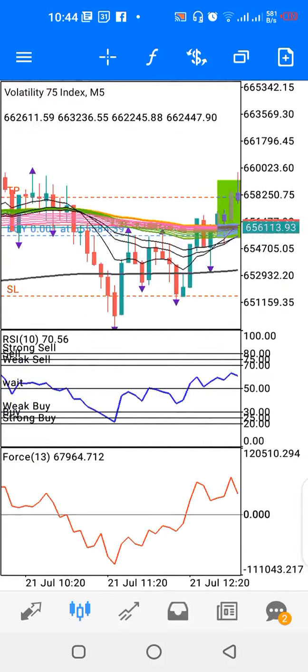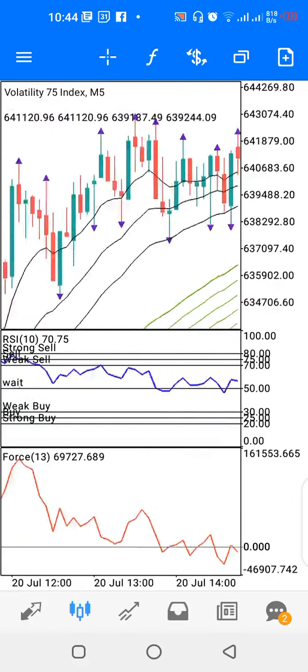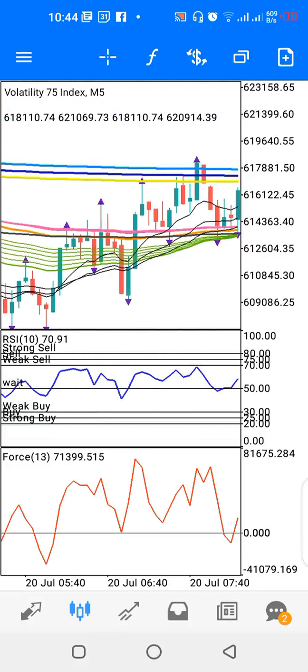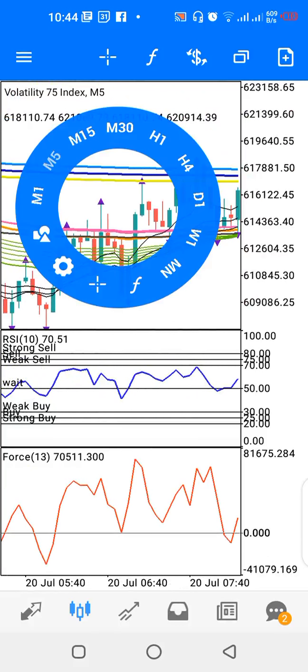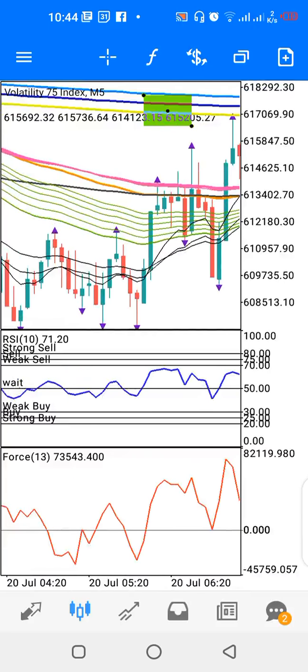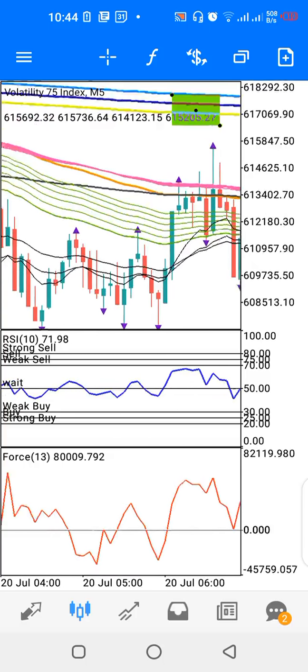What about identifying the trend? To identify the trend, of course, we have these lines. We have the blue, or the light blue, the blue and the yellow lines. This is for your trend line. If all the lines go above these three lines, then you have your bullish trend. If all the lines go below, you have your bearish trend.